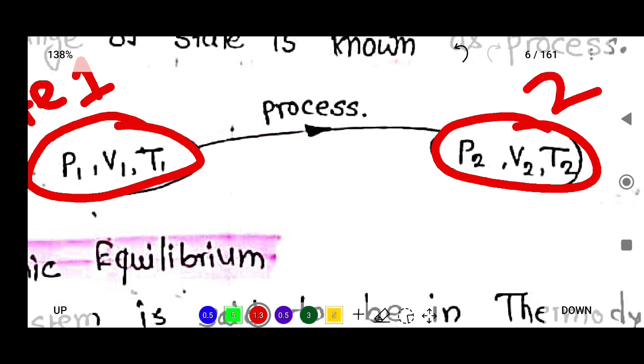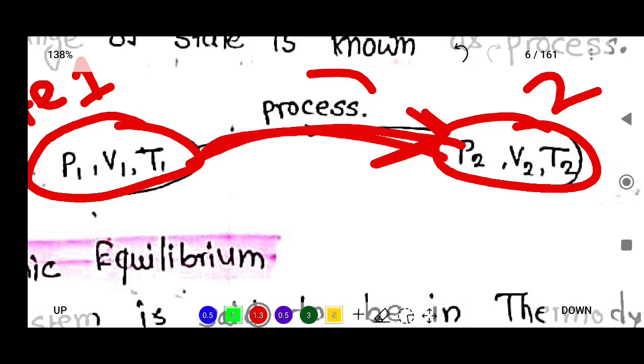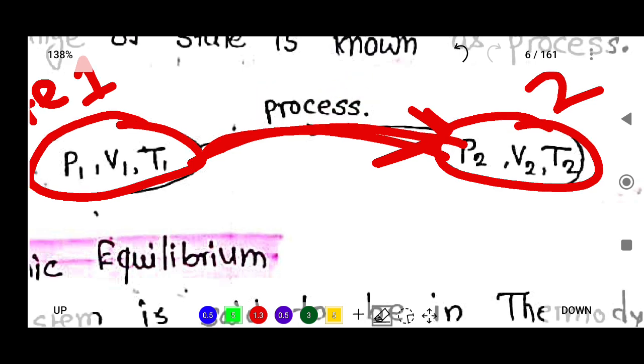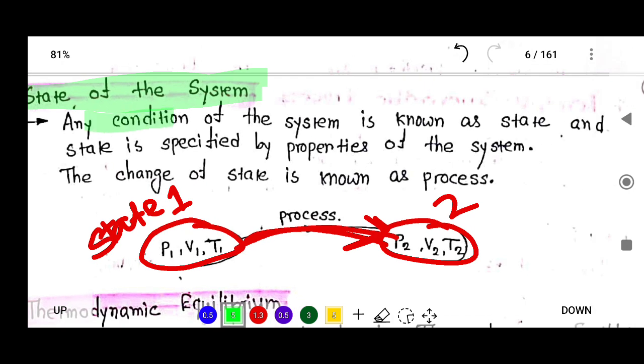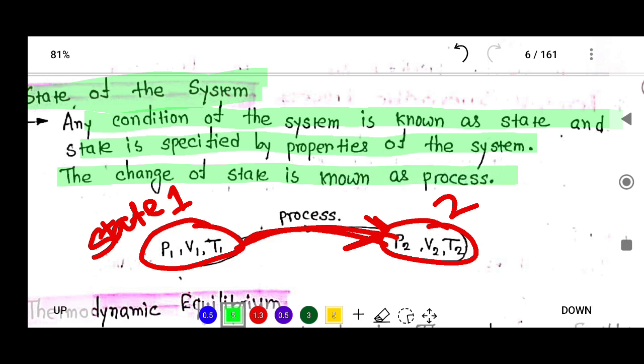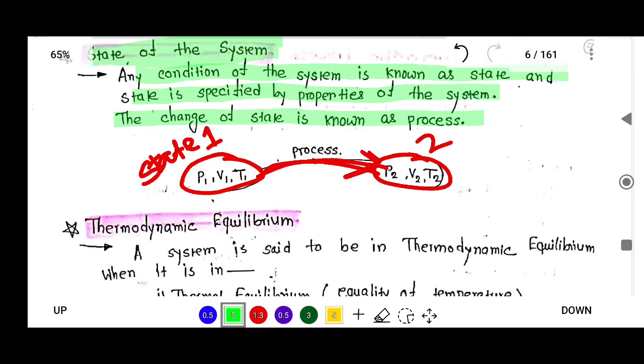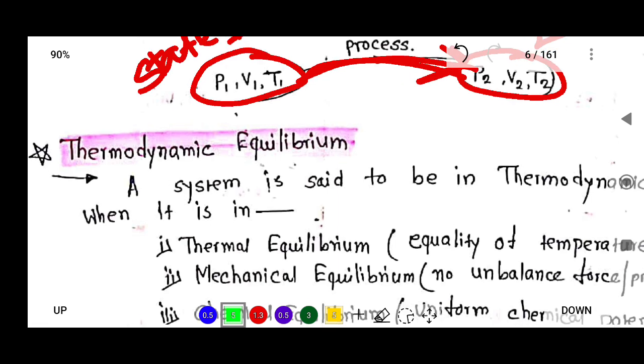So the change of state is known as process. When state 1 is changing to state 2, this is known as process. So what is written in this? Any condition of the system is known as state, and state is specified by properties of the system. The change of state is known as process. Okay, now let's understand what is thermodynamic equilibrium.